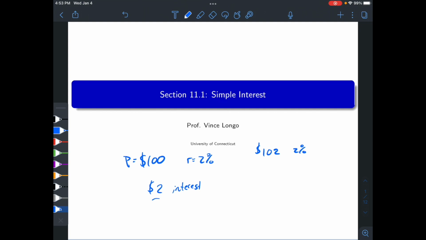So technically, more realistically, each year you would be making slightly more interest on that loan. Simple interest says just ignore it. Just say that every year you're going to be making that same fixed $2 of interest. You're only ever caring about the 2% of the initial principal.